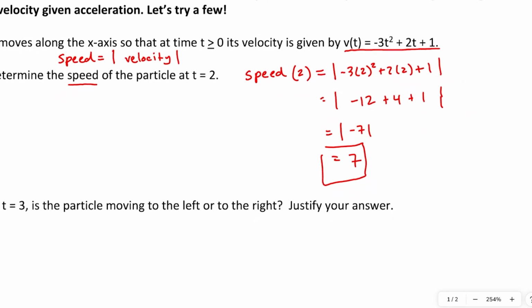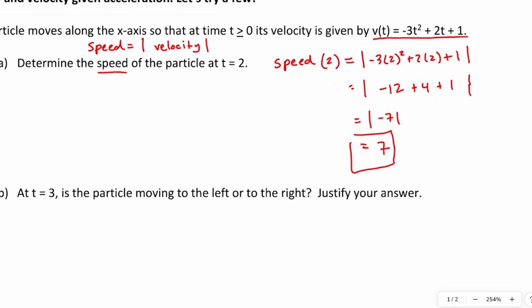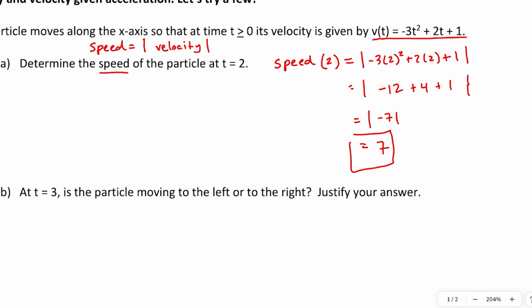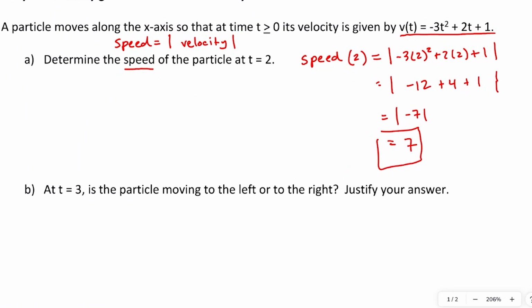Now, whether or not the velocity is positive or negative will tell you which direction the particle is moving. If the velocity is positive, it's moving to the right, and if it's negative, it's moving to the left. So for part B, it's saying at time equals 3, which direction is it moving? If it's going to the left, then that means the velocity is negative, but if it's going to the right, the velocity is positive. So if we calculate the velocity at t equals 3 and see if it's positive or negative, we can say which direction it's going.